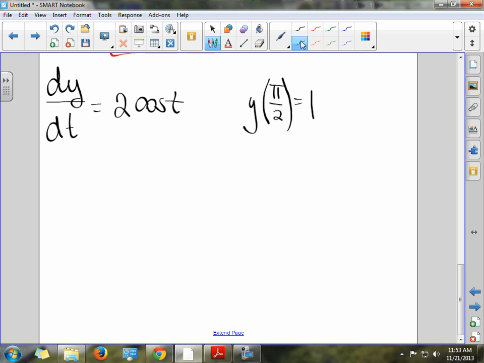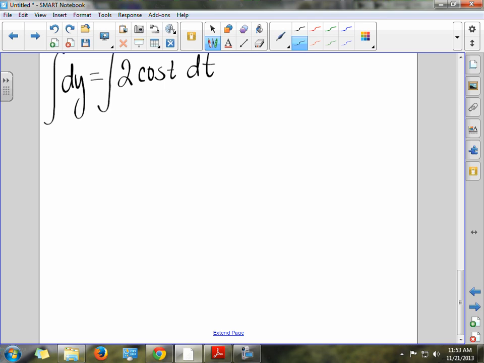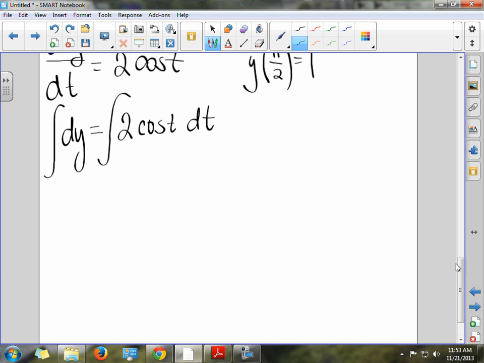This is pretty simple to solve for. I don't have anything on the right-hand side, so I'm just going to multiply both sides by dt. I don't have any other y's, so I get dy is equal to 2 cosine t dt. So then integrate both sides. And now this is just going to be y is equal to 2 sine t plus c.